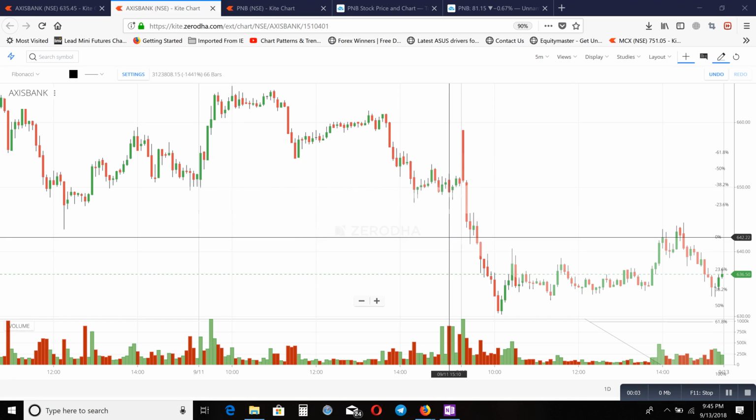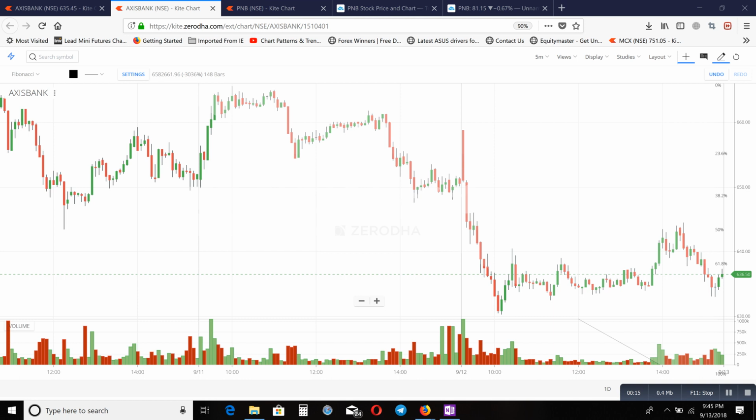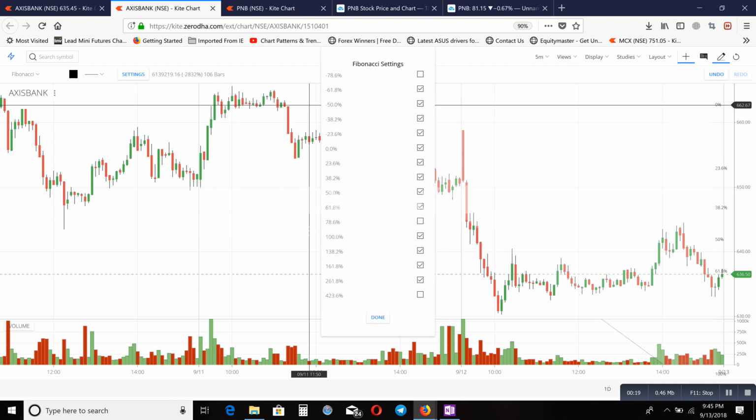Hello everyone. In this video we will be learning about how to use the Fibonacci ratios for retracement in prices, in price reversals, and how to take the entries and exits. So I have selected my Fibonacci tool with the settings as shown in the video here.